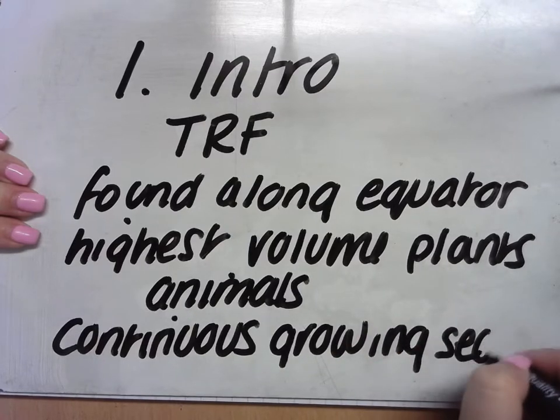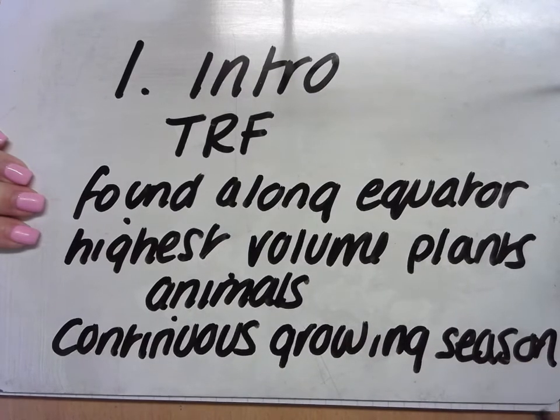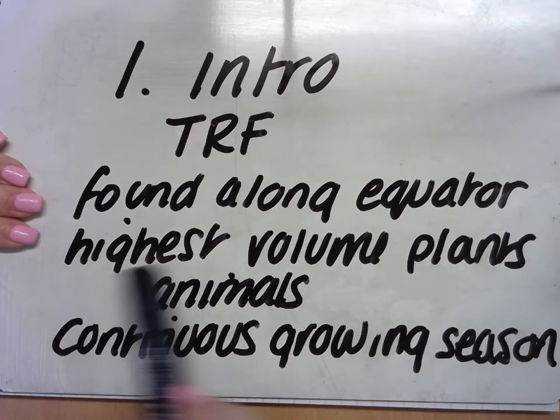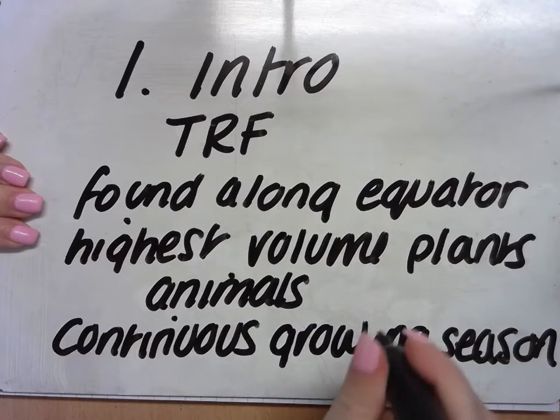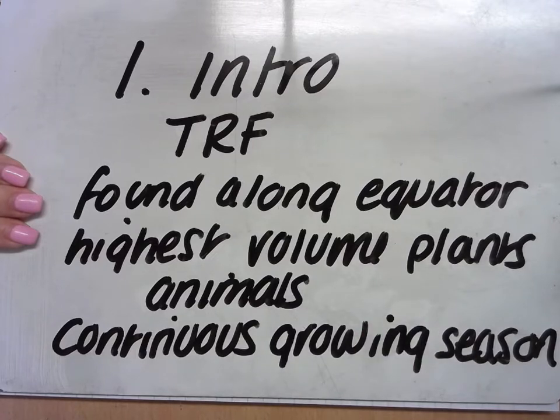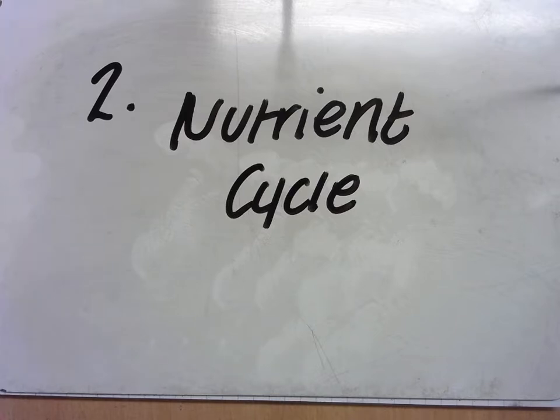Not to touch on it already, but of course that links to the carbon cycle, because the plants take in carbon and store it, and it's got the highest volume of plants and it's got a continuous growing season, so it must be a massive store of carbon. Okay, so that's just a little overview, found along the equator. Section 1 done. Okay, so section 2 is the nutrient cycle in the tropical rainforest.